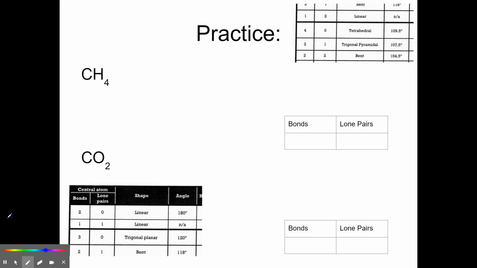For our last 2 examples, we have CH4 and CO2. CH4, my C has 4 valence electrons, plus I have my hydrogen, there are 4 of them, times 1. So there are 8 electrons, or 4 pairs, that we're starting with. Carbon goes in the center. My hydrogen, I have 4 of them, so I'm going to put 1 on each side.